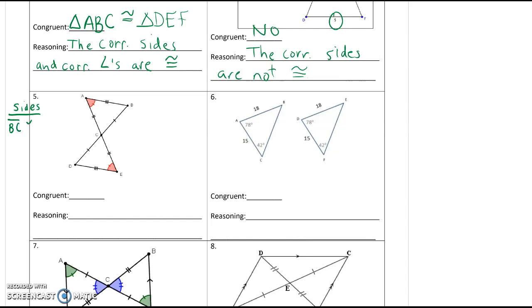Segment BC is congruent to segment DC. That's given to us with the tick marks. We know that for a fact. Okay, let's look at the next one.